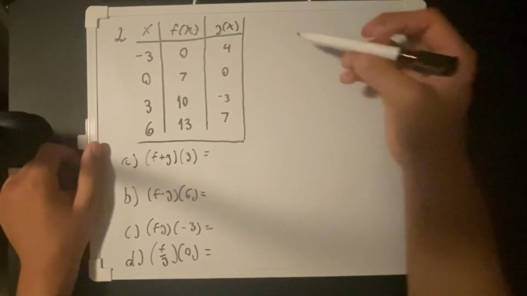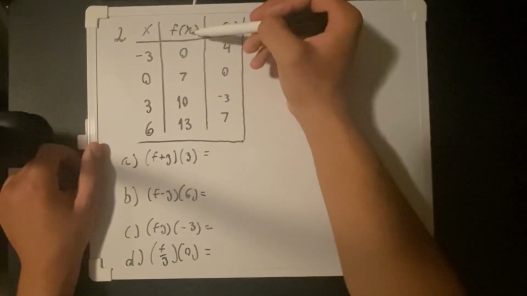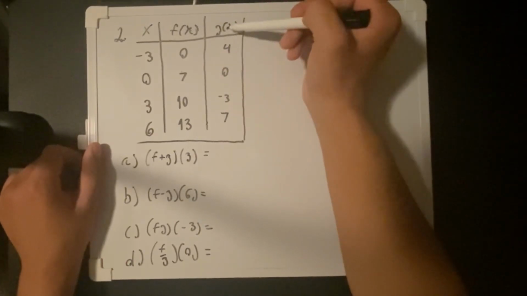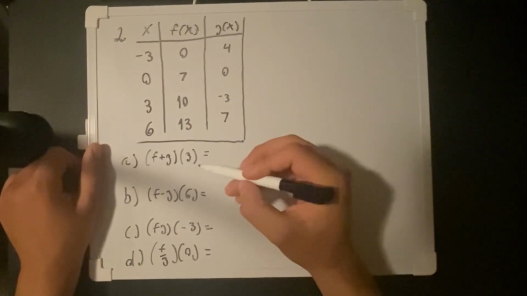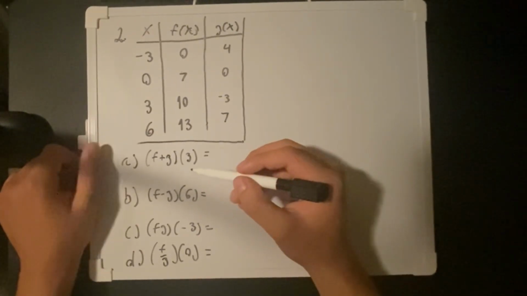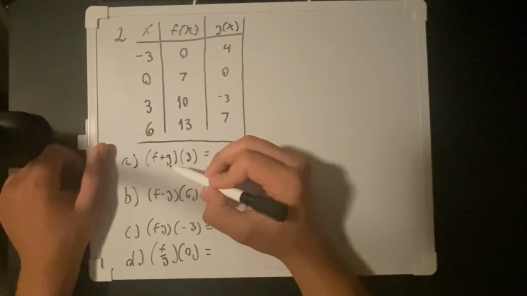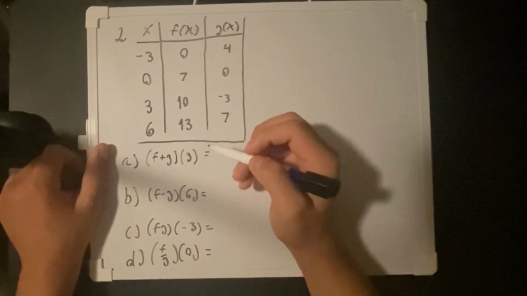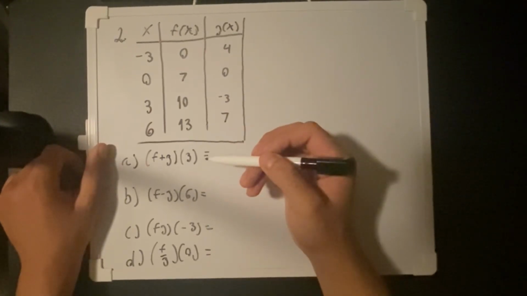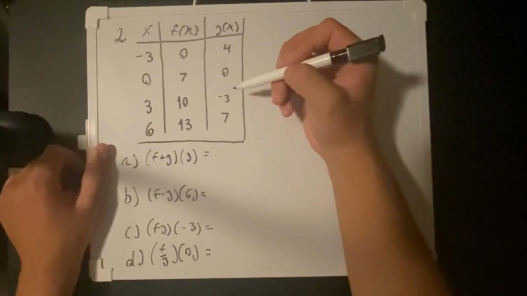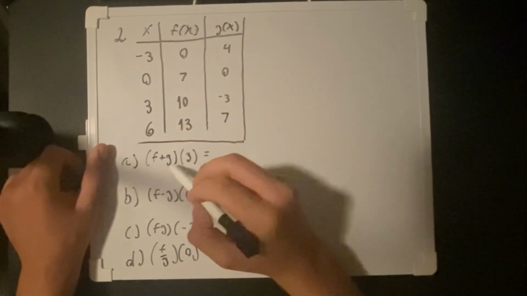For example number 2, we are given a data table of x, or the domain, function f of x, and function g of x. And here are the expressions we need to find solutions to. For our first one, we have a sum rule, f plus g of x, but then instead of x, we have 3. What this means is that x will be 3. Luckily, they gave us a data table. So all we have to do is look where x is 3, and these are our values.